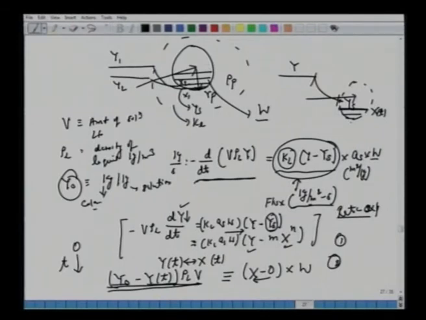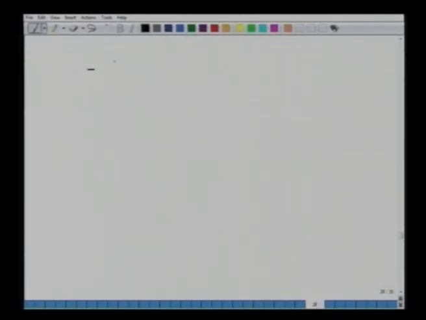So if we put the two together, now we can set up these equations. dY by dt, we already have rho L into V on the left hand side, KL, Y minus, now we are replacing YS, which was in terms of m into x, so now we have Y0 minus Yt, rho L V over W.